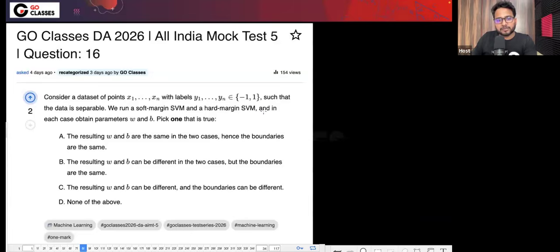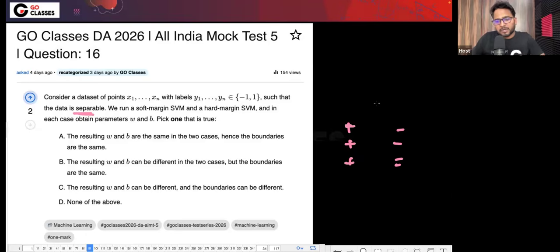Now let's see the next question. The next question is related to SVM. They are saying that SVM has soft margin and hard margin, you have two choices. It is given that the data is linearly separable, and then we run both soft margin and hard margin. So suppose there are plus and there are minus. It is very well linearly separable data, but still there could be multiple decision boundaries possible.